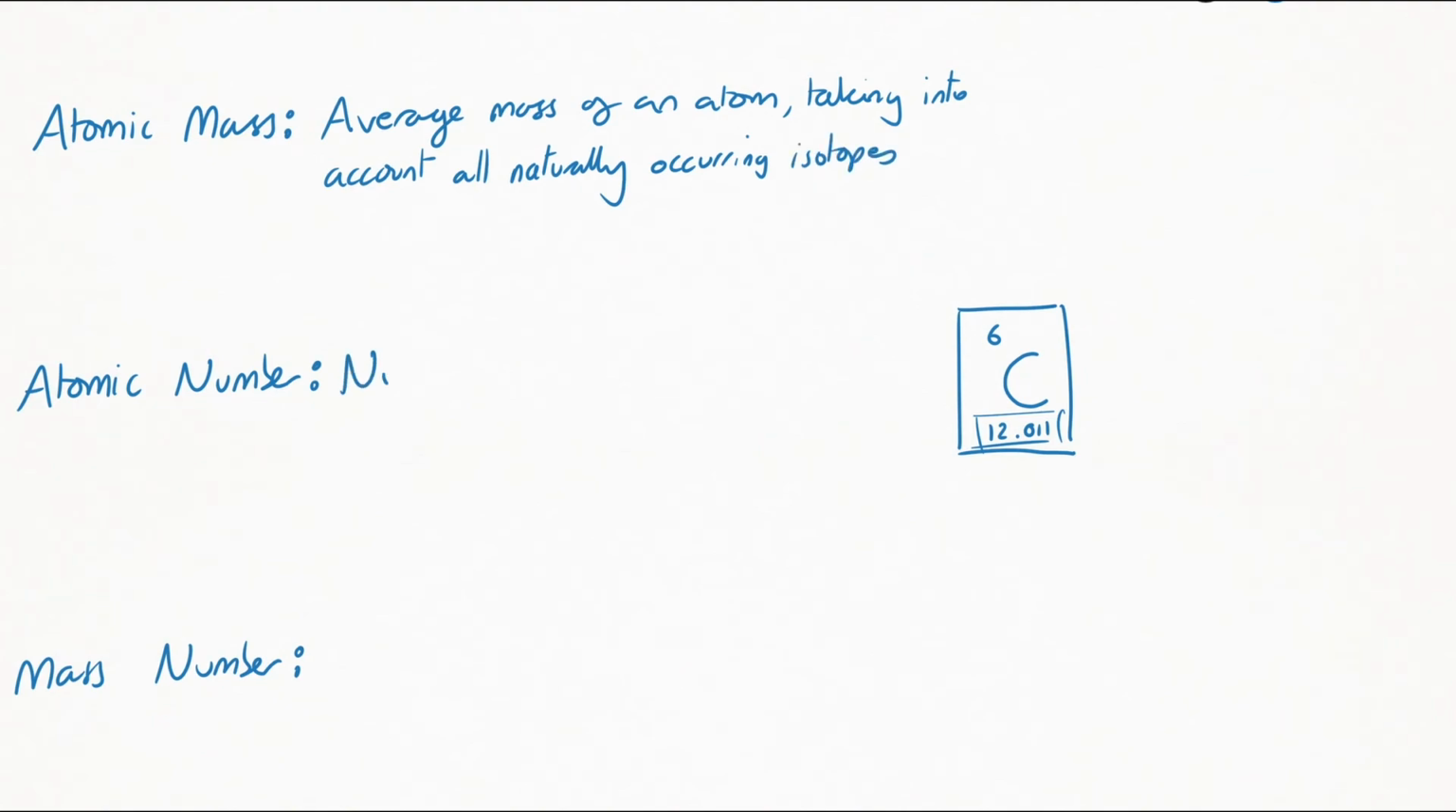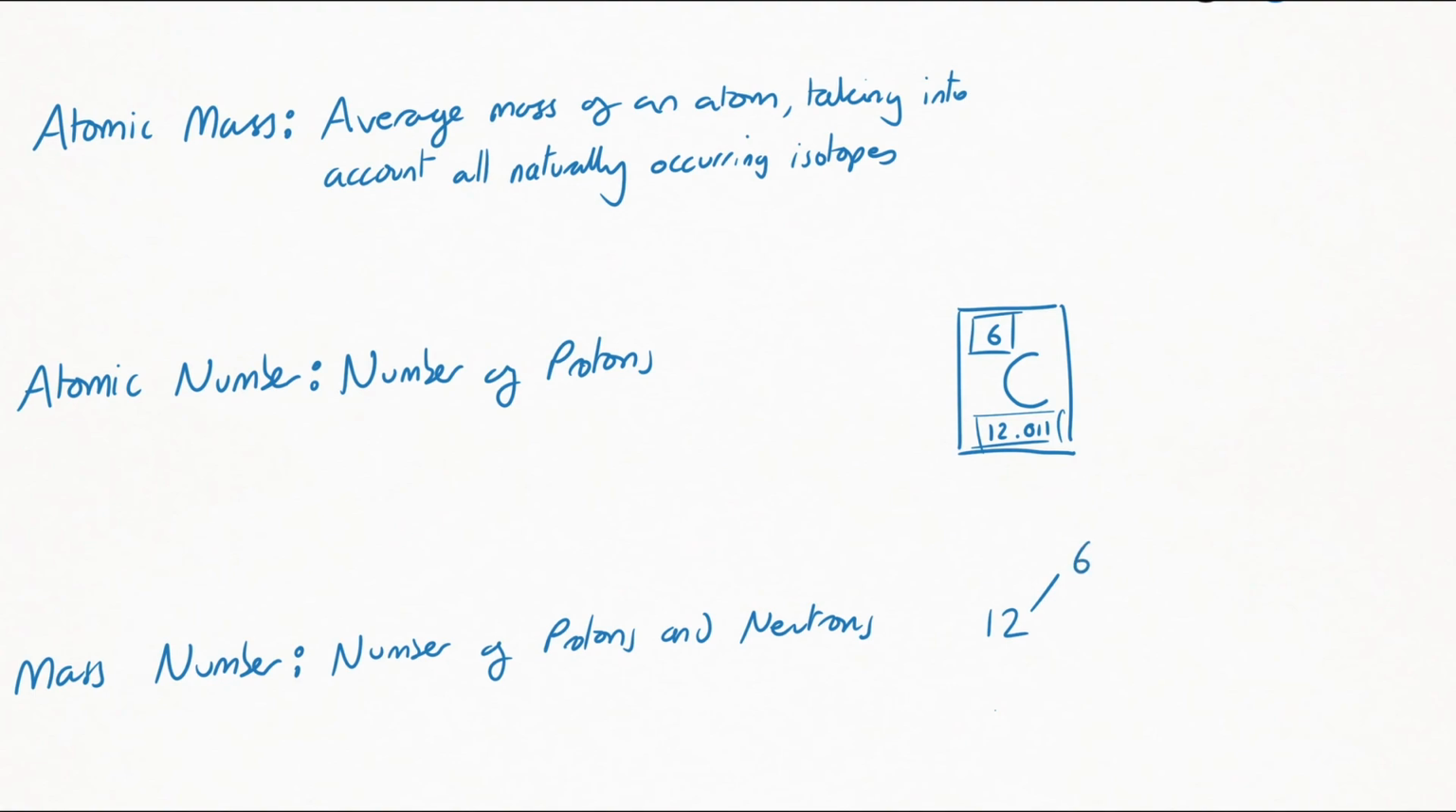The atomic number is the number of protons, and that defines the chemical element. As you can see here, carbon has an atomic number of 6. The mass number is the number of protons and neutrons. Carbon, on average, has a mass number of 12, which means 6 protons and 6 neutrons.